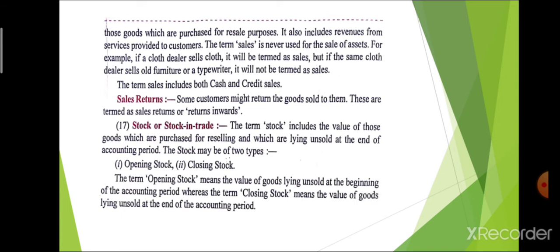The stock may be classified into two types. The first one is opening stock and the second one is closing stock. If anything remains unsold this year, that thing will be sold next year. So on the first date, that stock is called opening stock. So, closing stock of last year is called opening stock of next year. Here the term opening stock means the value of goods lying unsold at the beginning of the accounting period, and closing stock means the value of goods lying unsold at the end of the accounting period.